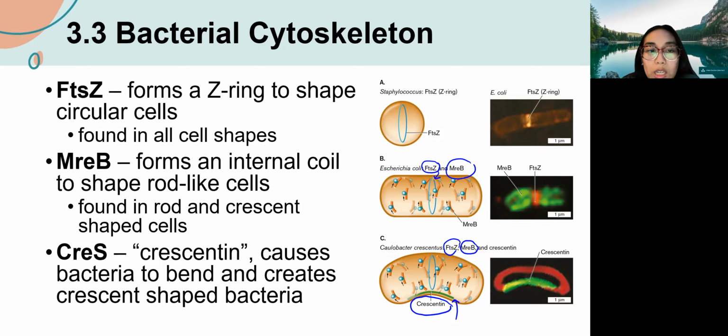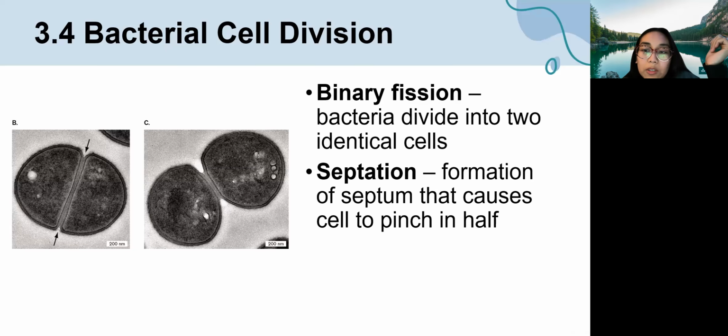So, okay. Moving on to 3.4, we're going to talk about cell division. And again, there's a whole chapter on this, so I'm not really going to go over it in too much detail. But you should probably know that bacteria divide through binary fission, which means that when they divide, the two cells are identical. And it happens through septation. Septation just means that there's a septum that forms and the bacteria pinch in half.